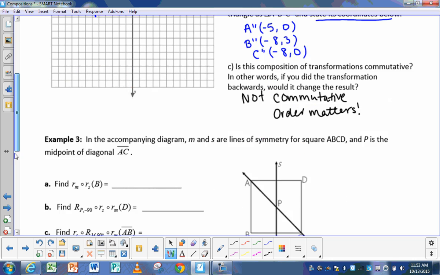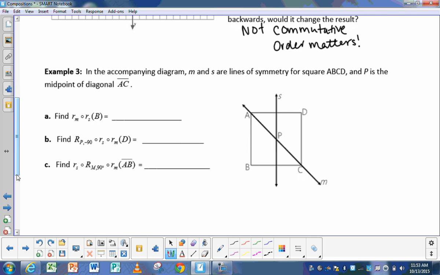All right, last but not least, I want to show you guys an example that's not on the coordinate plane. So in the accompanying diagram, M and S are lines of symmetry for our square, and P is the midpoint of the diagonal AC. So we're going to find a reflection over M after a reflection over S of B. So if we start with B here, we reflect B over S, gets right here. And then if we reflect B over M, well, B is on M, so of course it's going to stay the same. So it's going to be C.